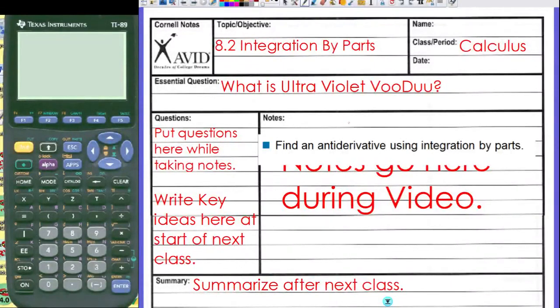Welcome to Calculus. This is section 8.2, integration by parts. The essential question is, what does ultraviolet voodoo do?